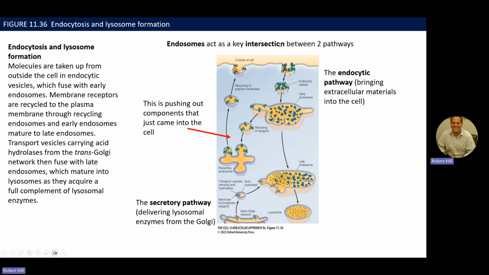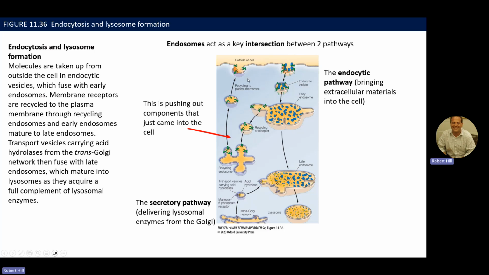Okay, so this is showing a maturation process, right? And think of it, you can't just produce a lysosome at once. It's too big of a particle. So it's produced through the gradual fusion of these vesicles so that it increases in size. And that maturation process goes from an early endosome to a late endosome, ultimately to a lysosome.